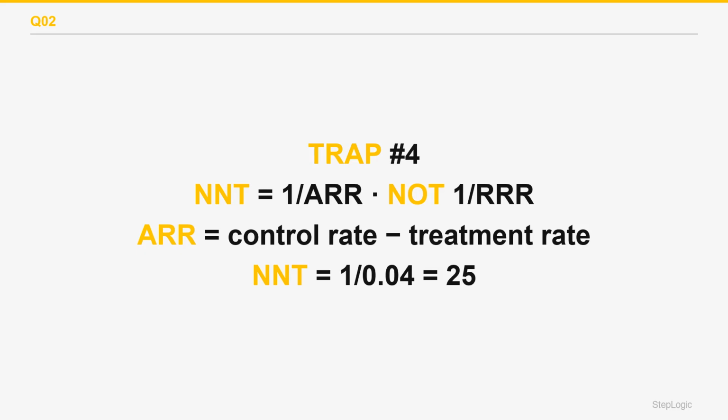Trap 4. NNT calculation. Always use absolute risk reduction, not relative risk reduction. The exam frequently presents relative numbers that look more dramatic. Use 1 divided by the absolute difference.